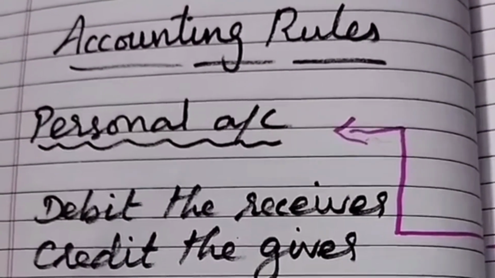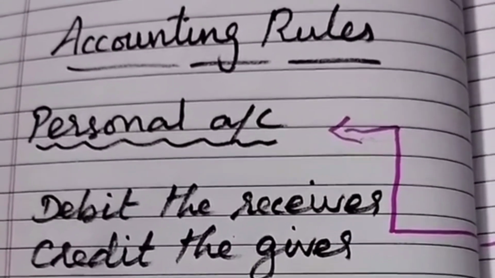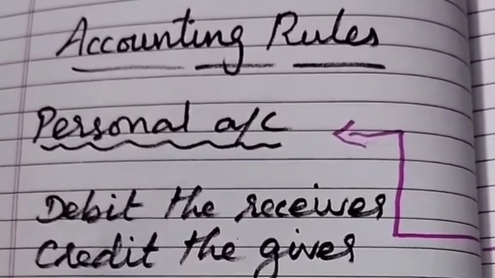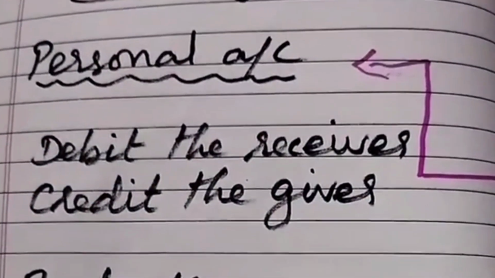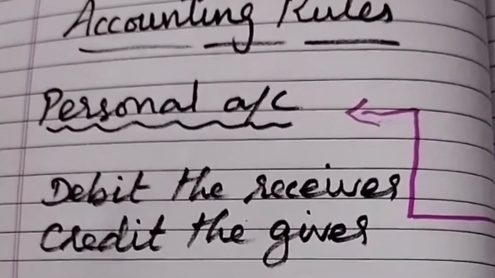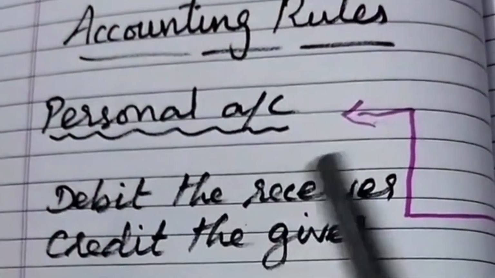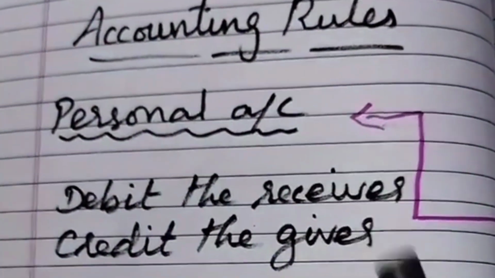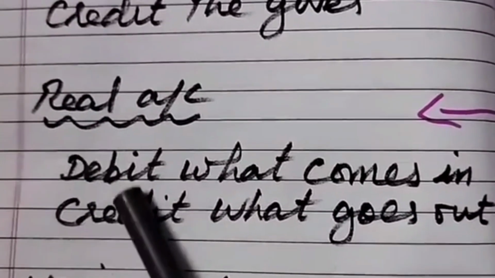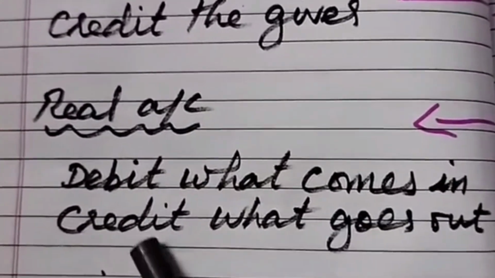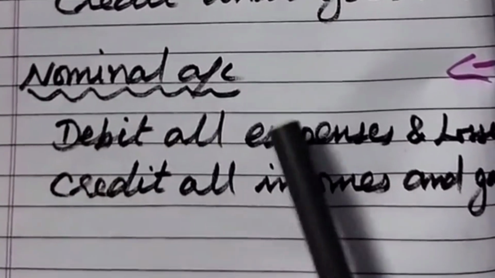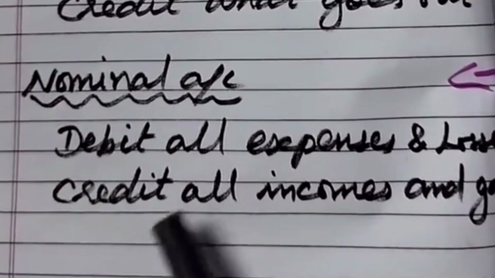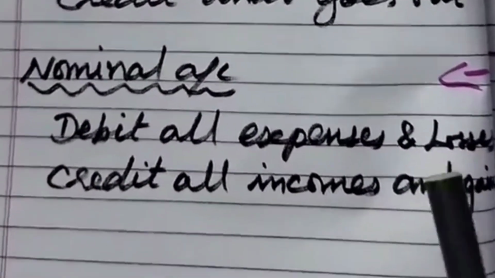Today I am going to teach you about the journal entries. For preparing the journal entries, you have to know about the accounting rules. See here, for personal account, what's the rule? Debit the receiver, credit the giver. And for real account, debit what comes in, credit what goes out. The nominal account, debit all expenses and losses, credit all incomes and gains.